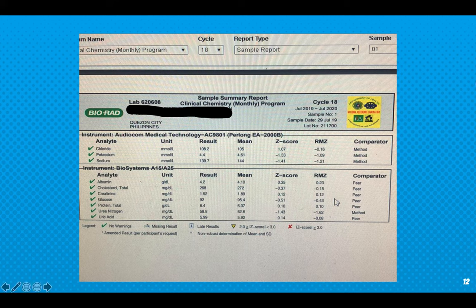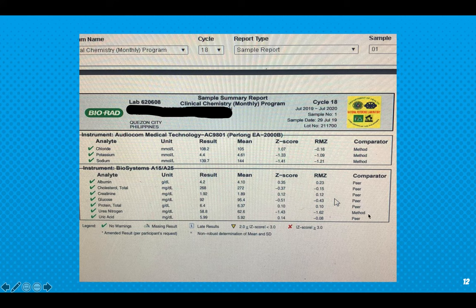So as you can see here, most of your electrolytes are compared through your method, so ISE, your ion selective electrode. And aside from that, you also have your peer comparator. They're comparing you from your peer, technically from one laboratory to another, regardless of the method or regardless of the machine or regardless of the reagent. Okay? So as you can see, there are some that are actually being compared according to peer, according to methods.